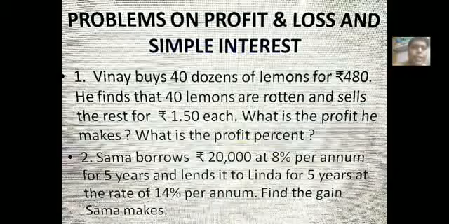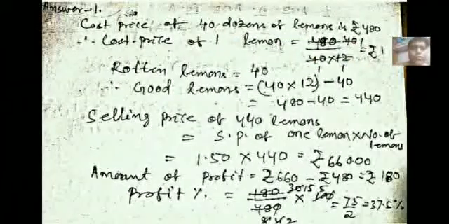First, Winner buys 40 dozen lemons. So the cost price of 40 dozen lemons is 480 rupees. What is the cost price of one lemon? 480 divided by 40 dozen, which means 40 into 12. If you cancel, you get 1 rupee. That means the cost price of one lemon is 1 rupee. Rotten lemons, as given in the question, are 40, out of a total of 40 dozen. So 40 into 12 minus 40, that is 480 minus 40. So 440 good lemons are there to sell.